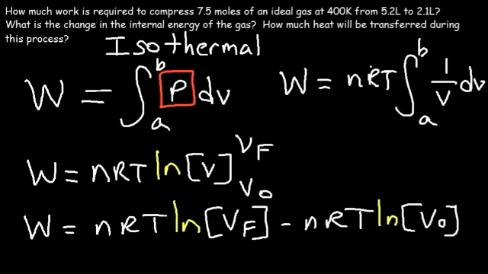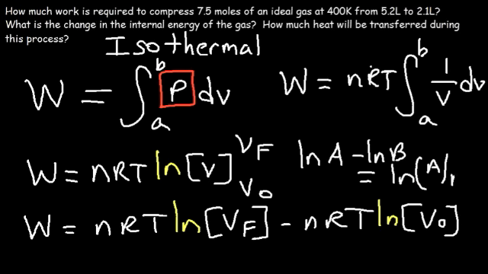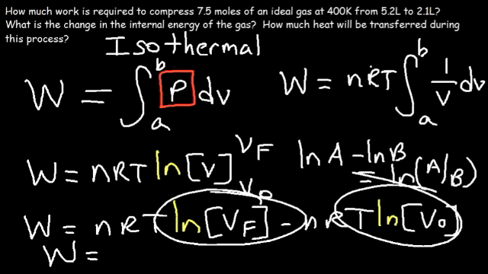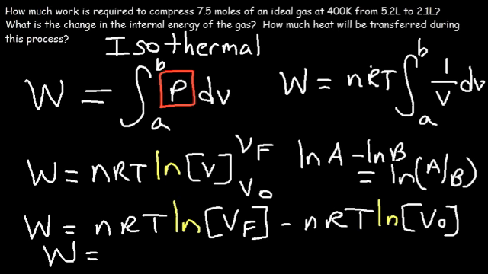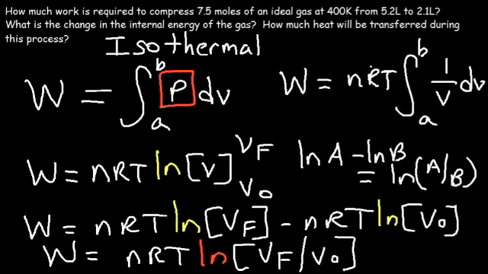Now, if you recall from your algebra class or pre-calculus class, the natural log of A minus the natural log of B can be rewritten as ln A divided by B. So therefore, we can combine these two expressions as a single log. So the equation that we need for this problem is nRT natural log V final divided by V initial.